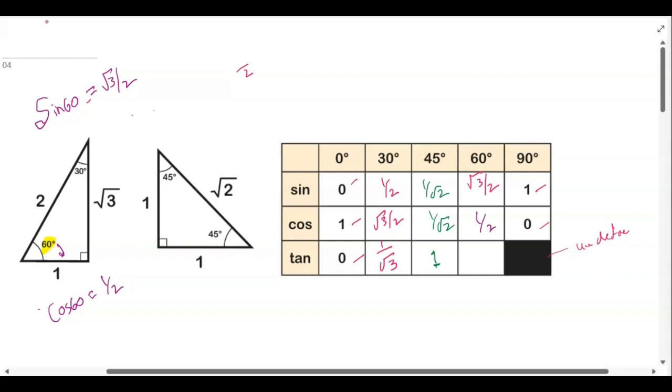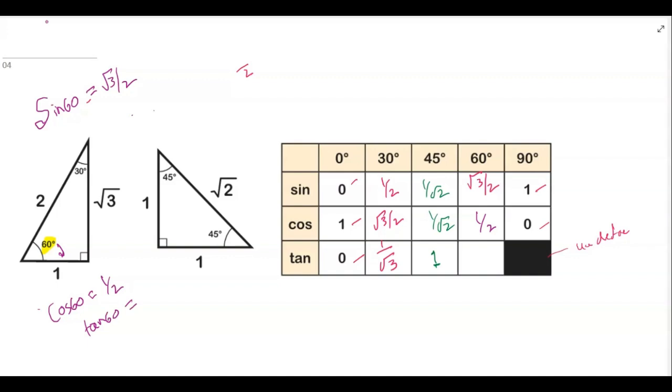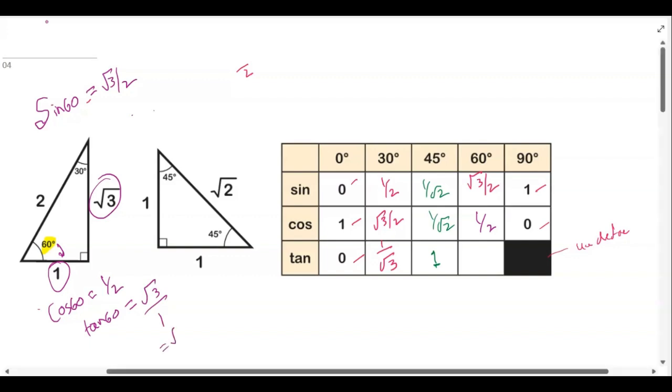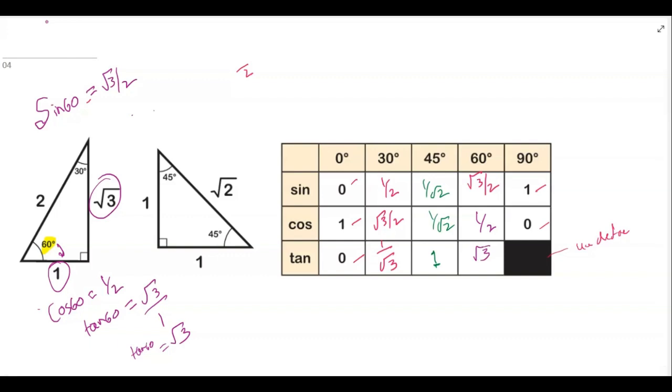Finally, what is left is tan 60 now. Tan 60 is opposite upon adjacent. This is your opposite side, this is your adjacent side. So that will be root 3 upon 1, which is root 3. So tan 60 is root 3. Got it?